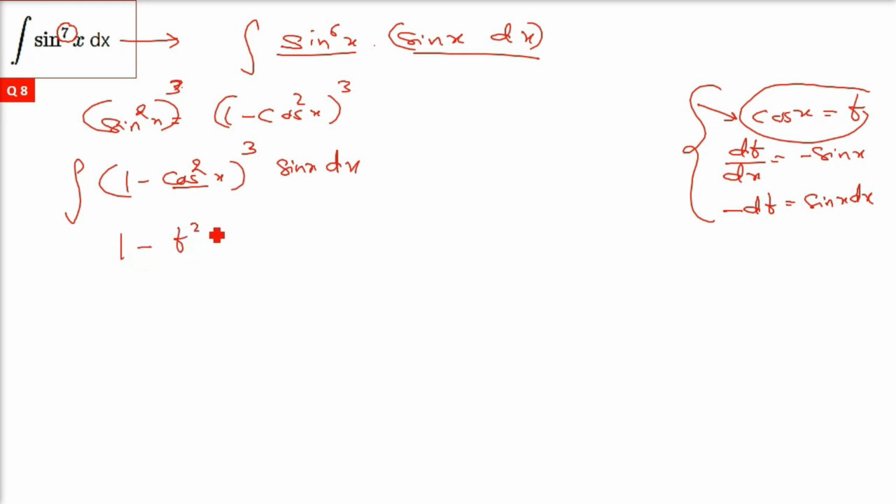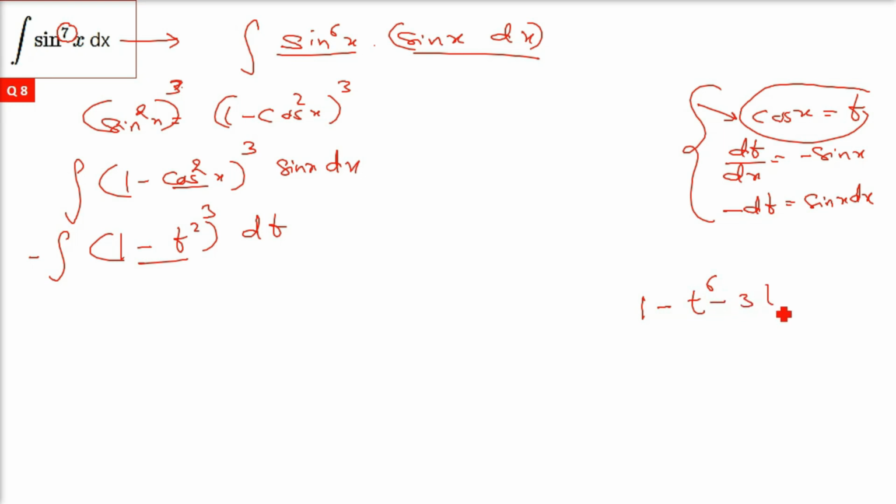So let's take t equals cos x now. (1 minus t square) to the power cube. This sin x dx will be negative dt. So just write this dt, negative you can take it outside. So (1 minus t square) to the power cube. We have already discussed the (a minus b) whole cube formula, and (a plus b) whole cube also is going to be coming in a short while.